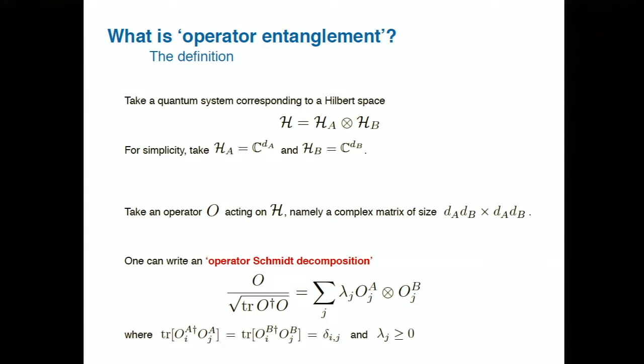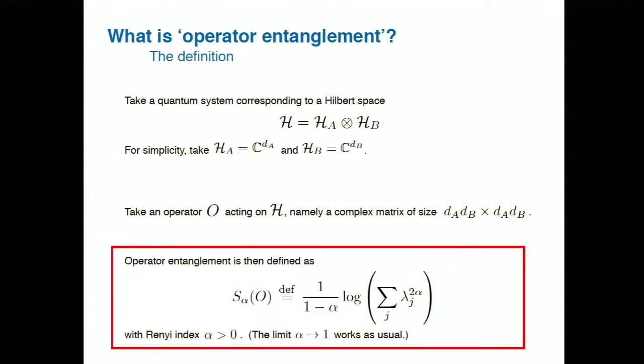So you see where this is going. So what we want to do is write something like a Schmidt decomposition for this operator. Here I'm including explicitly a normalization factor in the left-hand side, such that the sum of the squares of the Schmidt coefficients is 1. And so by definition, the operator entanglement of O is the Renyi entropy of the distribution given by the Schmidt coefficients.